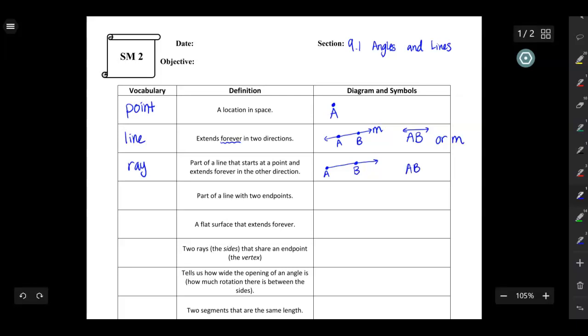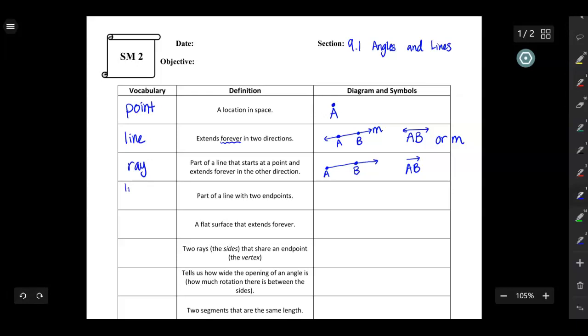So I'm going to use the 2 points that are defining the ray. And then I'm going to put a little line segment that has 1 arrow on it. And you want to make sure that since the ray is going forever in the direction of B, the little arrow goes over the B. Okay.